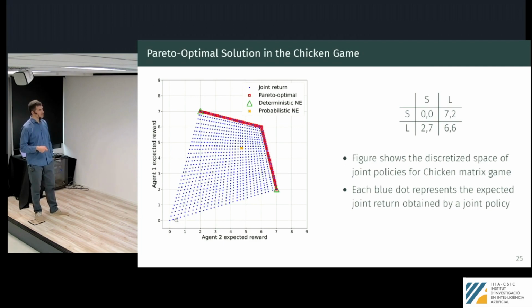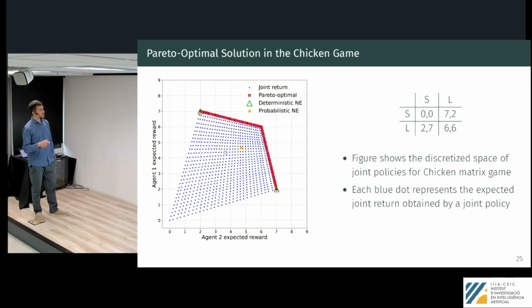So every blue dot here shows basically if the agents choose a particular joint policy that represents that dot, then they get this kind of combination of returns. So, for example, 1 and 0.2 or something. Each one of these dots corresponds to the expected return that the two agents get under a particular joint policy that exists in this game.